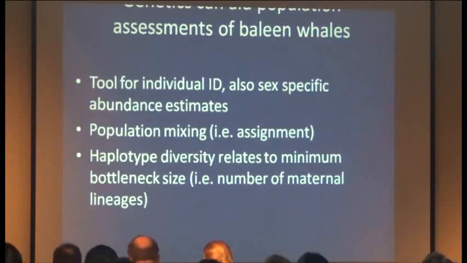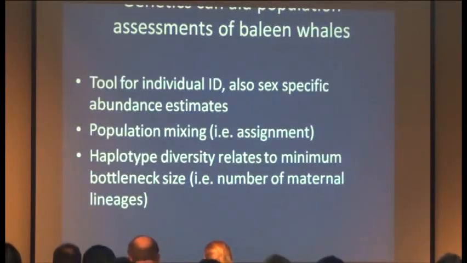We can understand how populations mix on shared feeding grounds when, for example, you have two independent breeding grounds and then those animals from those breeding grounds are all found on a common feeding ground. We can use population assignment identifications to understand population mixing. And something I'm going to discuss a bit more here is how we can relate haplotype diversity to minimum bottleneck size during recent whaling exploitation.